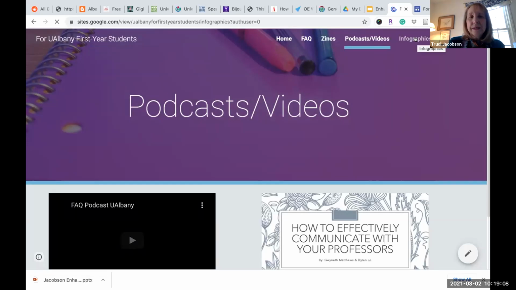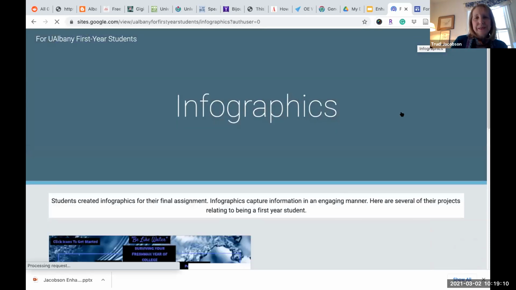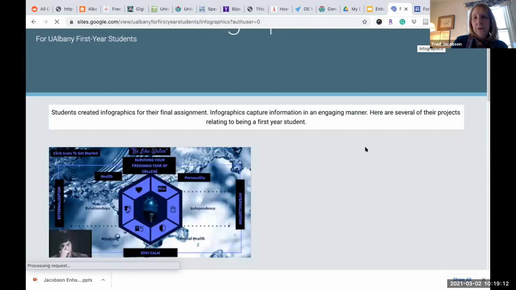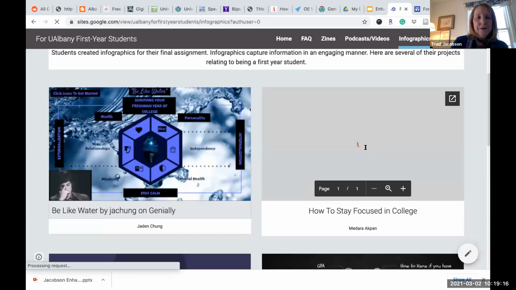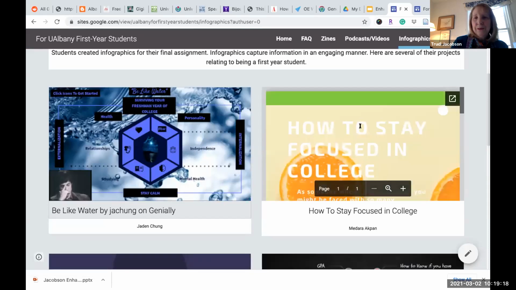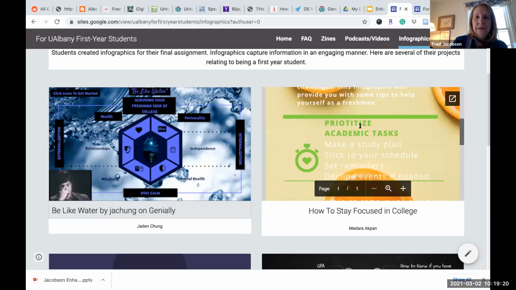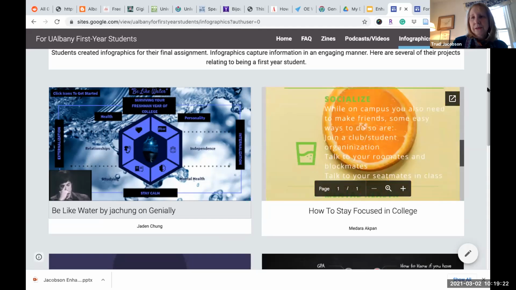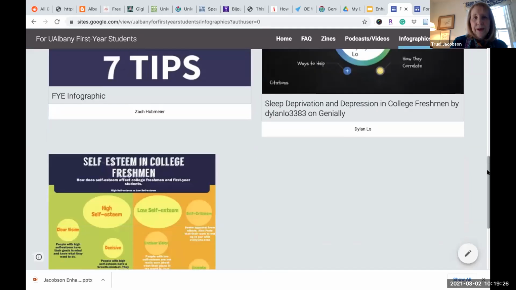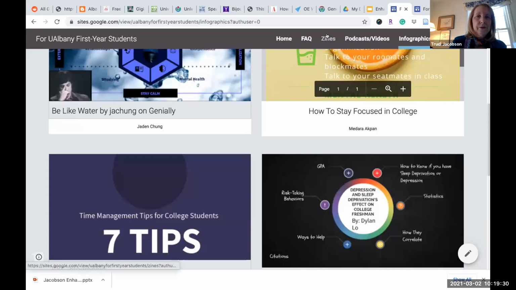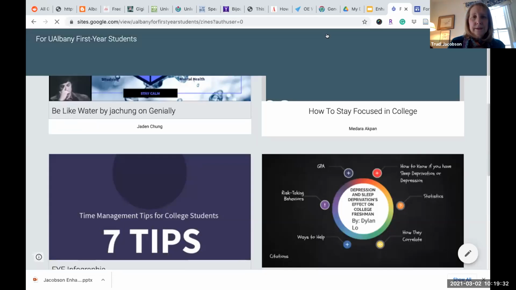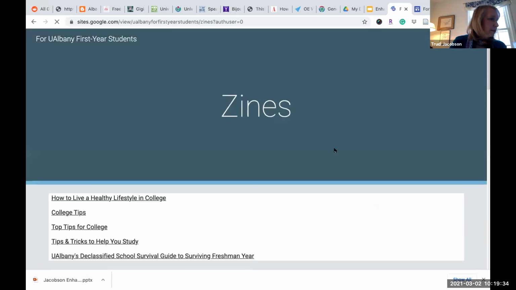Infographics. This was a class assignment. All the students did it, and some were willing to have theirs added to the site. So all different kinds of infographics that the students did. And for the vast majority of them, creating an infographic itself was new, as well as coming up with the content for it. So let me move over to the section on the zines.